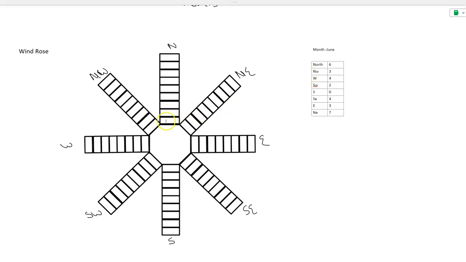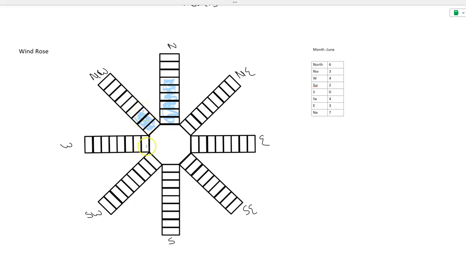Normally you would color in the whole block, but I'm only going to color it in roughly, as it will take too long for me to color it in. So we're going to have to say 6. So 1, 2, 3, 4, 5, 6. So 6 blocks needs to be colored in to show that the wind blew north for 6 days in that month. The next one would be northwest, would be 3 blocks, because 3 days the wind was blowing northwest.